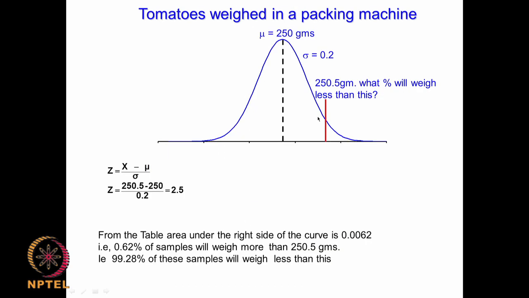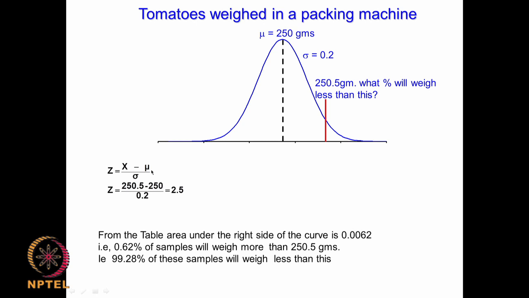Okay, so the table gives you this side. So if you want to know this side, obviously I subtract from 100. So 100 minus 0.62 is 99.38. So 99.38% of the tomato samples, if I pick up, will weigh less than 250.5 grams. Do you understand how to do it?